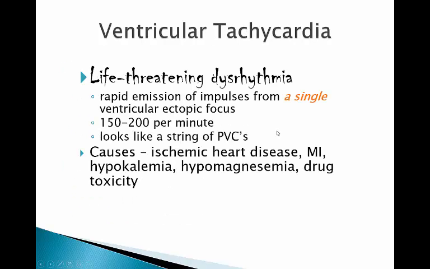All right, so what's the difference between PVC and ventricular tachycardia, or VTach? Well, it's the length of the PVCs. So if you get a whole big long string of PVCs, then we call that VTach, or ventricular tachycardia. This is a life-threatening dysrhythmia. Okay, so this is where you're going to have the rapid impulses from one foci, 150 to 200 per minute, so it's really quick. So that's why it's tachycardia, not ventricular bradycardia. And it looks like a string of PVCs.